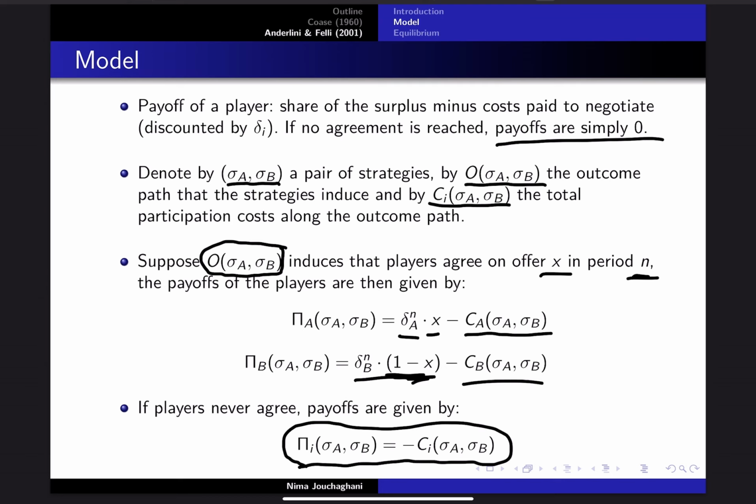So if the strategies of the players are in the form of never paying the participation cost, then there will never be an agreement, and in this case it will be zero. But sometimes we can also have a never-agreement outcome where the individuals negotiated, but still there was a rejection of the offer. So this is what they will get if they never agree, but negotiations possibly happen.